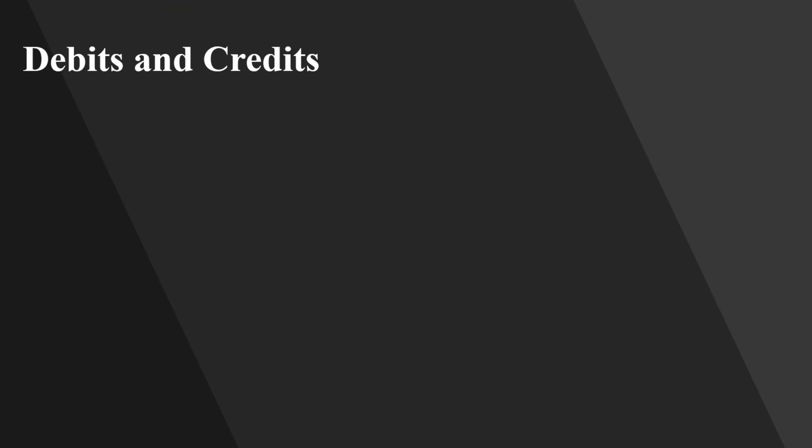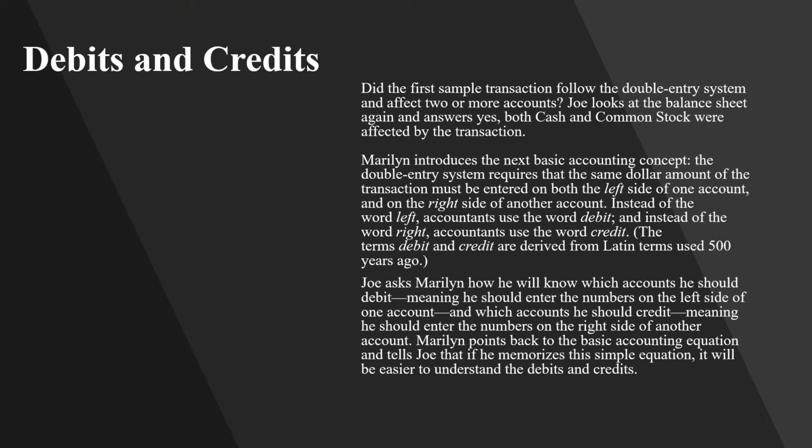Debits and credits. Did the first sample transaction follow the double entry system and affect two or more accounts? Joe looks at the balance sheet again and answers yes. Both cash and common stock were affected by the transaction. Marilyn introduces the next basic accounting concept. The double entry system requires that the same dollar amount of the transaction must be entered on both the left side of one account and on the right side of another account. Instead of the word left, accountants use the word debit, and instead of the word right, accountants use the word credit. The terms debit and credit are derived from Latin terms used 500 years ago.